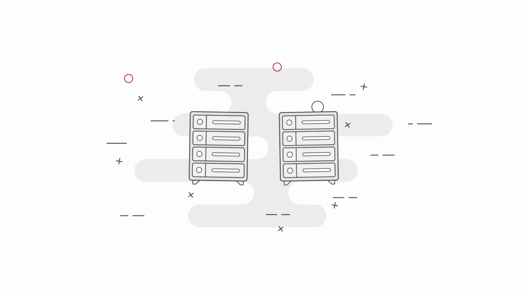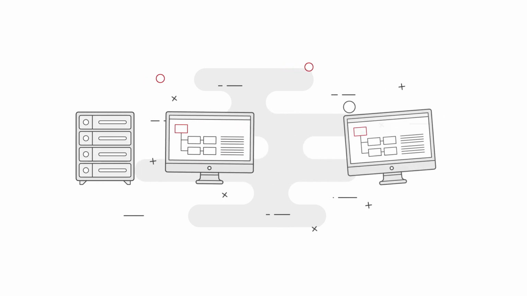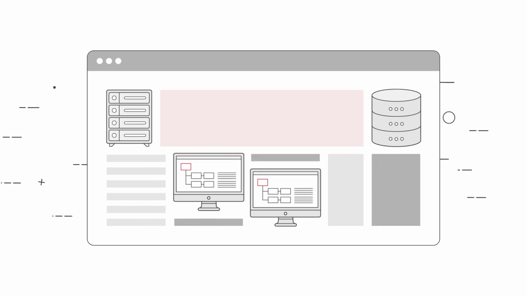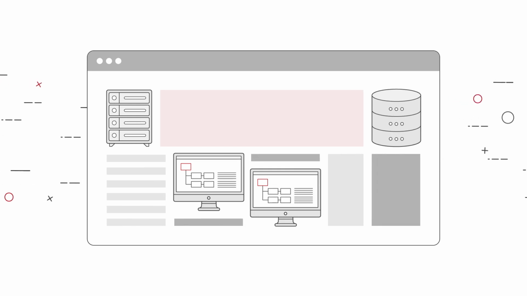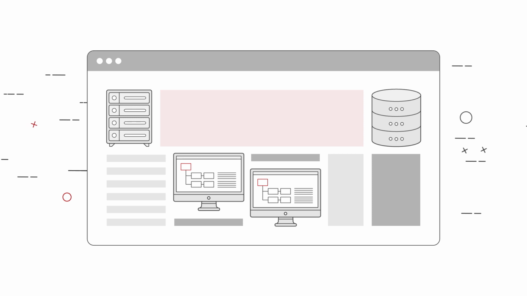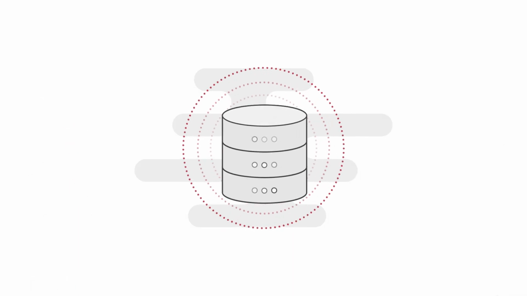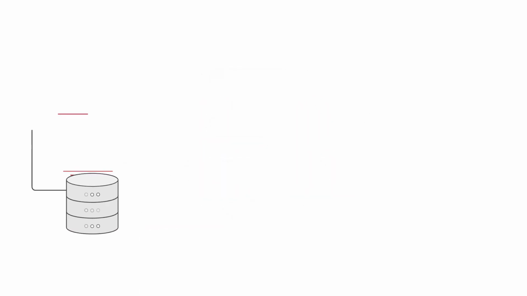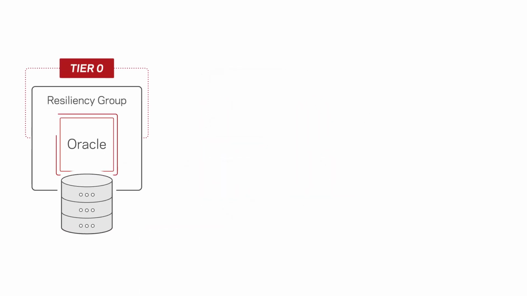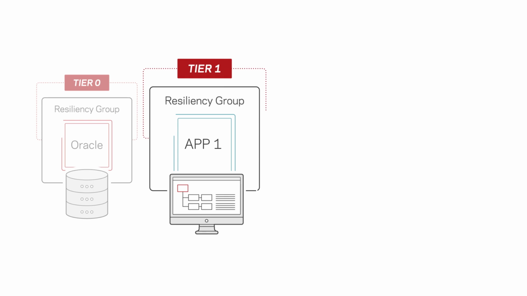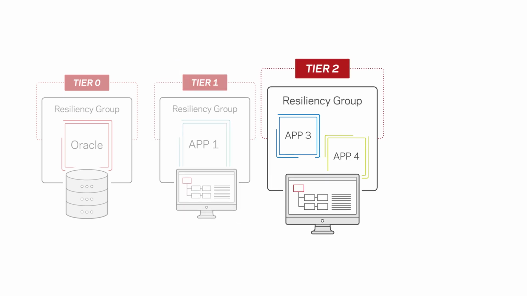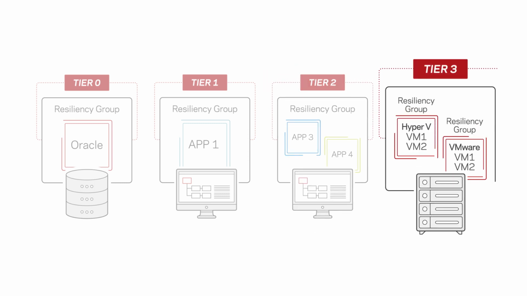Let's look at an example. You have an application that contains web servers, business-critical applications, and an Oracle database. All these elements are discovered as an asset that can be assigned to a specific resiliency group and recovery priority. In this example, we want the Oracle database to be recovered first, so we assign this resiliency group a Tier 0 service status. Next are multiple business applications.